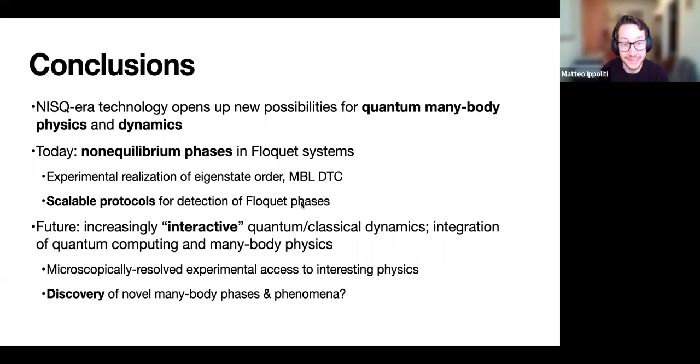But there are undoubtedly other very interesting things one can do to either gain a kind of microscopically resolved access to physics that you already independently cared about, or even potentially discover new physics that you didn't know existed. So I think these are all very interesting directions.